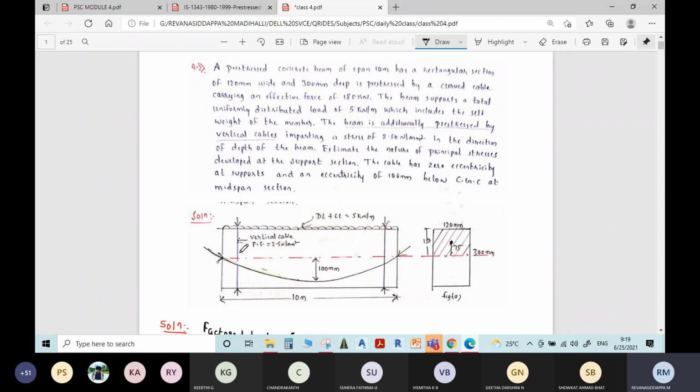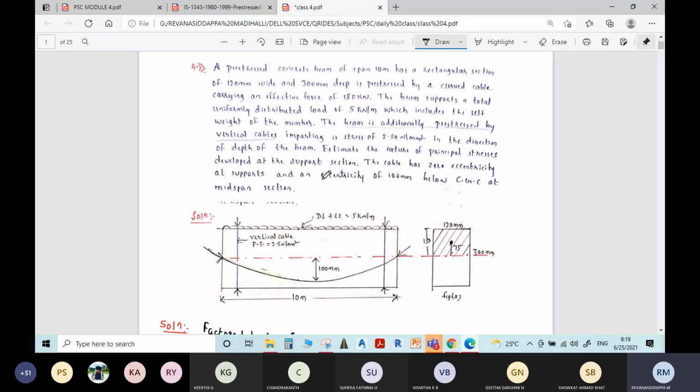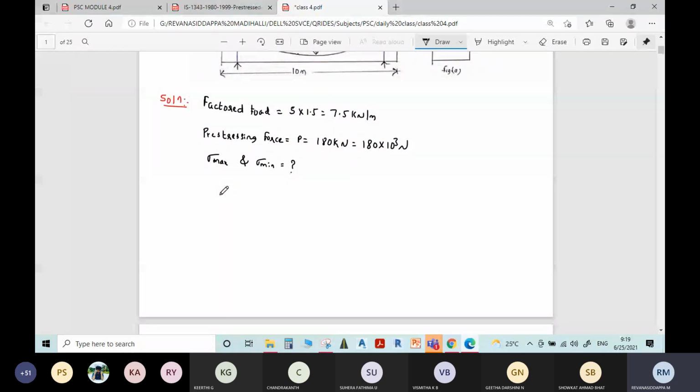Only the thing is, additional reinforcement in the vertical direction, which induces 2.5 newton per mm square stress, is given along with the conventional parameters. It is asked to find the principal stresses, sigma max and sigma minimum. We know the formula. Sigma max or sigma minimum is equal to (fx plus fy) divided by 2 plus or minus half into root of (fx minus fy) whole square plus 4 tau v square.